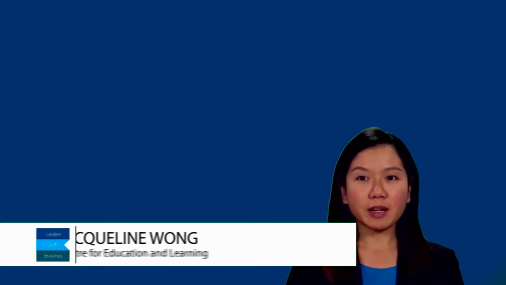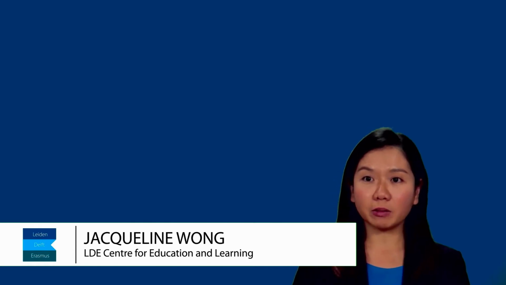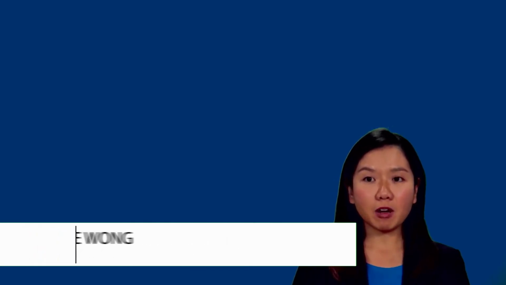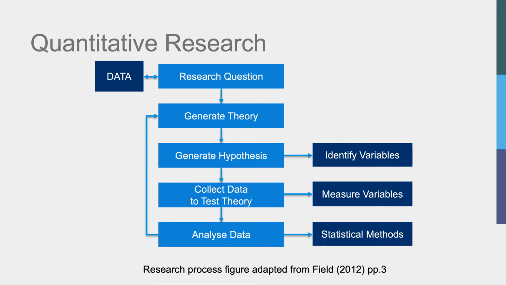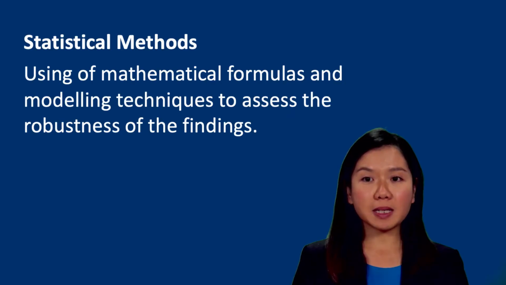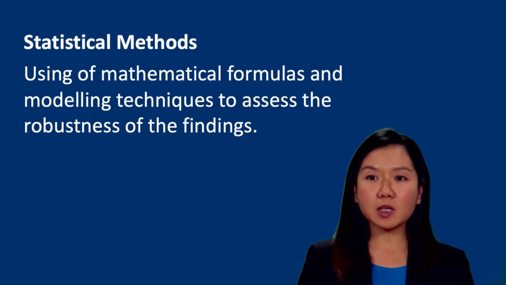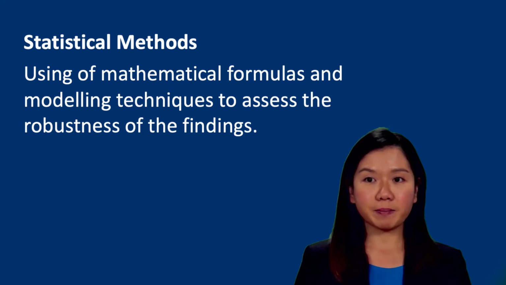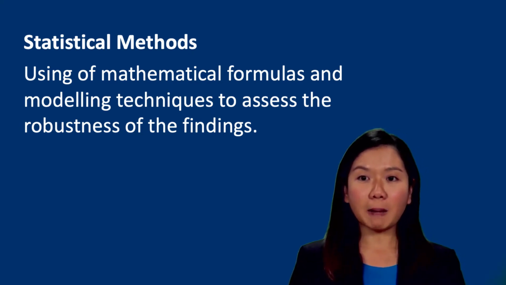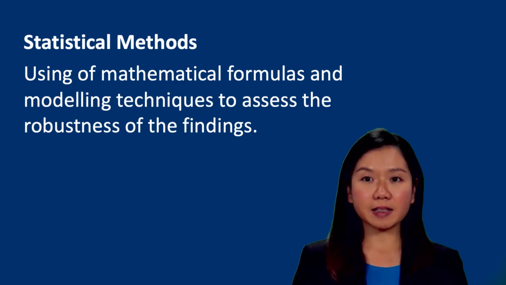Quantitative research involves data that are numerical, or at least data that can be converted into numbers. Therefore, after collecting the data, we need to make sense of the data by analyzing them. We can do so by using statistical methods. Statistical methods make use of mathematical formulas and modeling techniques to assess the robustness of the findings. By doing so, we can draw some conclusion about a population based on the data that we've collected.